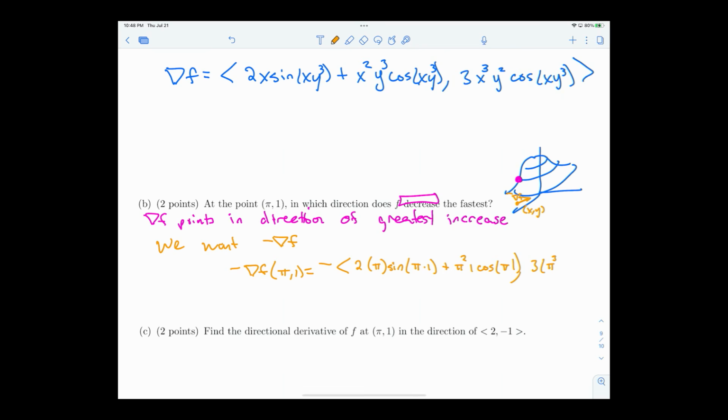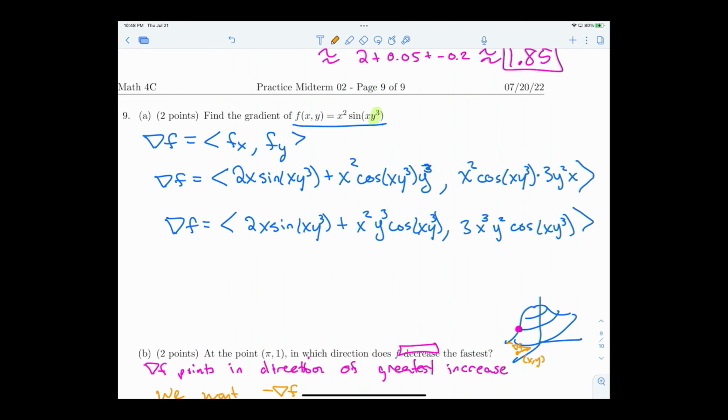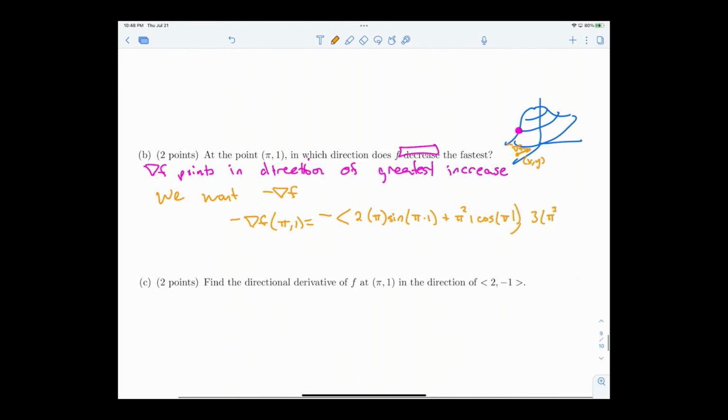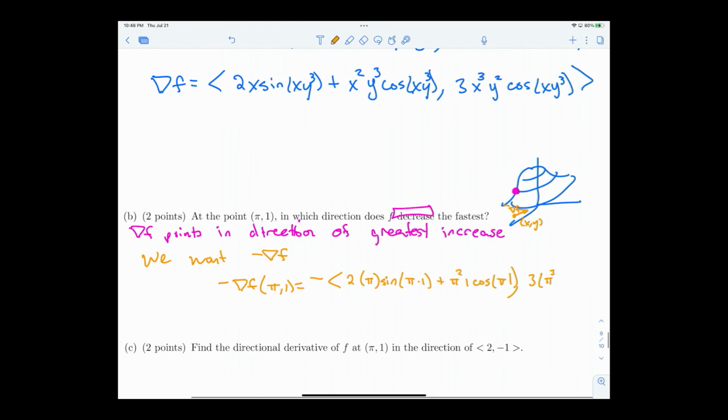pi cubed. I feel like I made a mistake here. Let me just look at this real quick. When we took the derivative with respect to y cubed, we had 3y squared x. So, okay. I feel like I'm making a mistake here. Like maybe this was supposed to be a, I don't know.